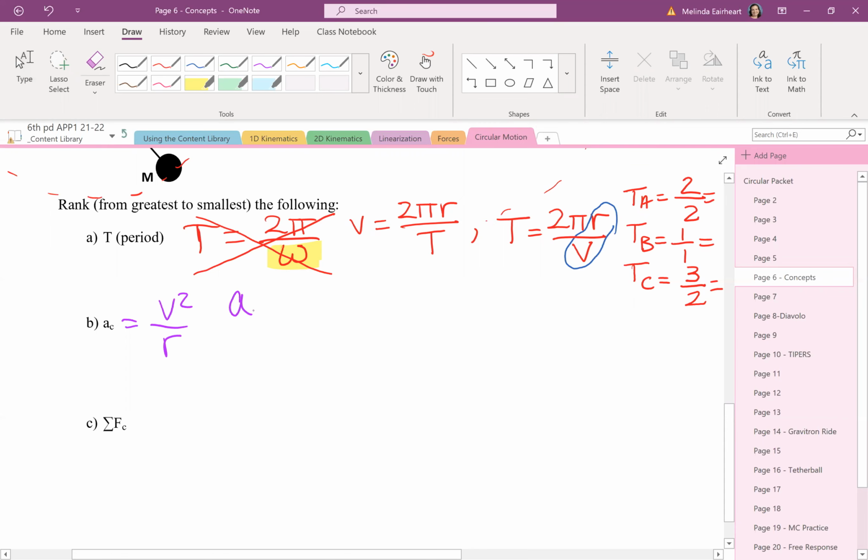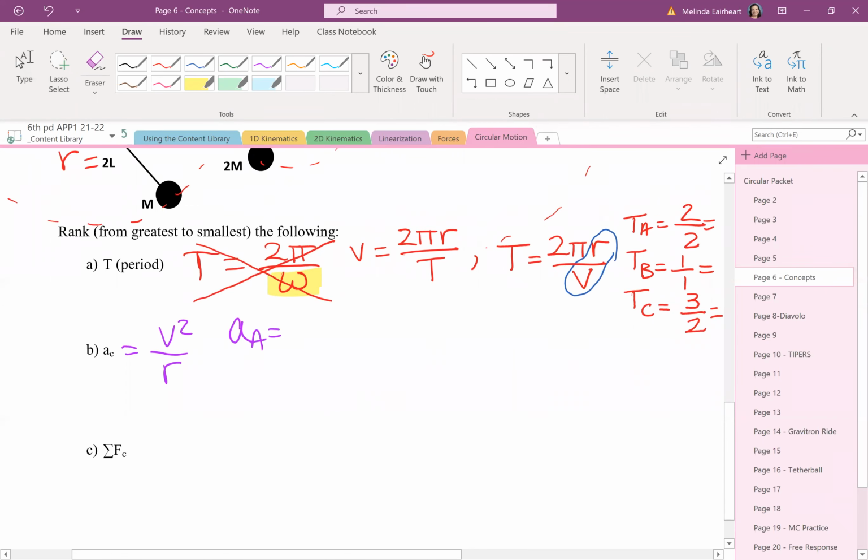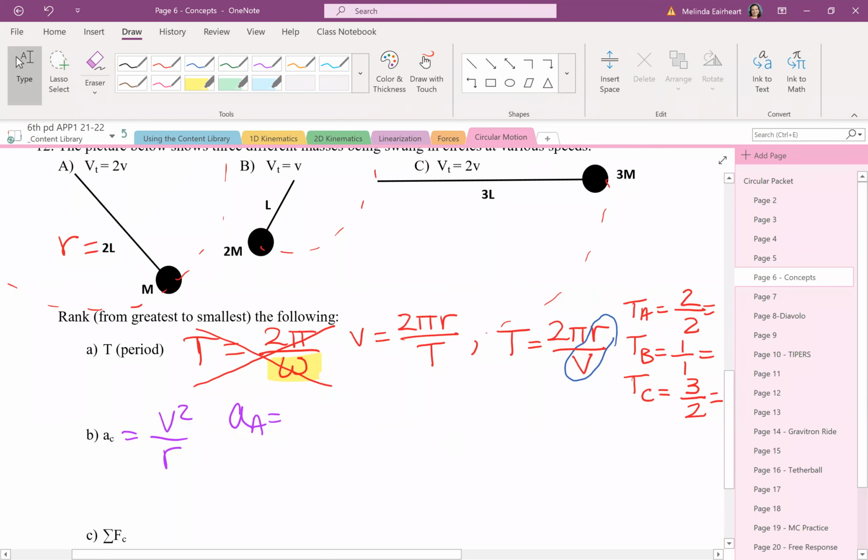And so for the acceleration of A, it has a velocity factor of 2, don't forget to square, divided by a radius factor of 2. 2 squared over 2 is 2. What about the acceleration of example B? Well, we'd have a velocity factor of 1 squared over a radius factor of 1. So 1.